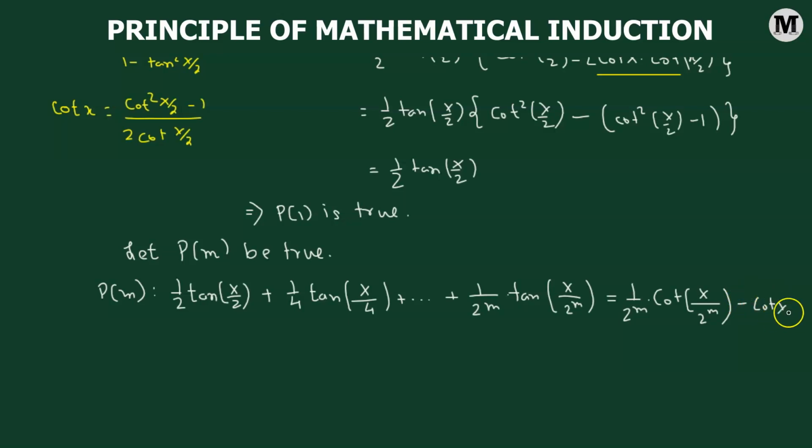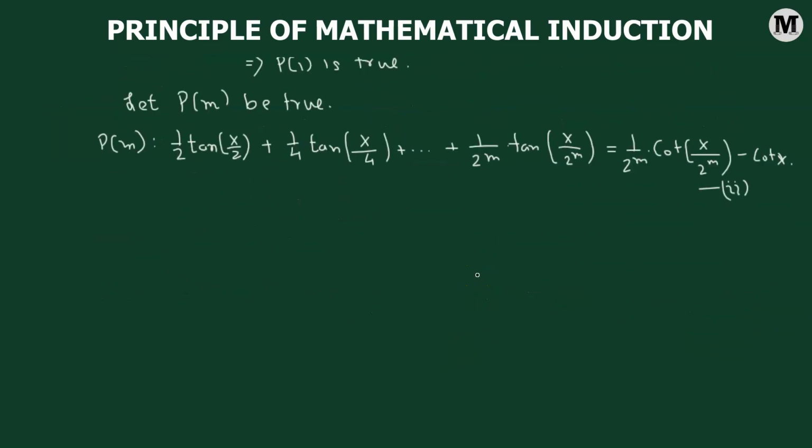So this is the statement P of m, and we are considering it to be a true statement. So let's call it statement number 2. Now using this statement, our goal will be to verify that the statement P of m plus 1 is true as well. This is our goal. Now what is m plus 1 here? M plus 1 is simply the consecutive term to that of m. Fine. How do we show that P of m plus 1 is true?